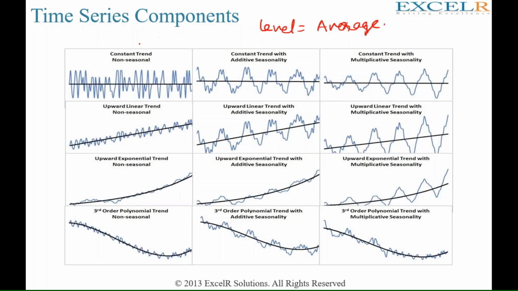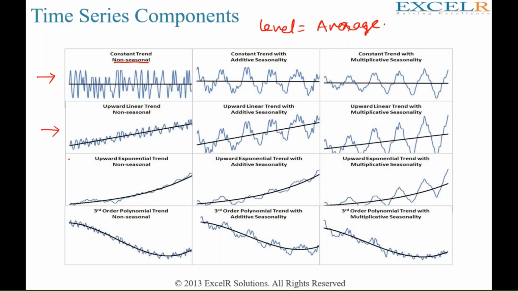So we have that. And when it comes to trend, is there any trend in this first plot? No, it's a constant trend. I do not see an increasing or decreasing trend, right? And do we have any seasonality? Do we have regular up down fluctuations? No, we don't have a regular up and down fluctuation. Hence, it is non-seasonal.